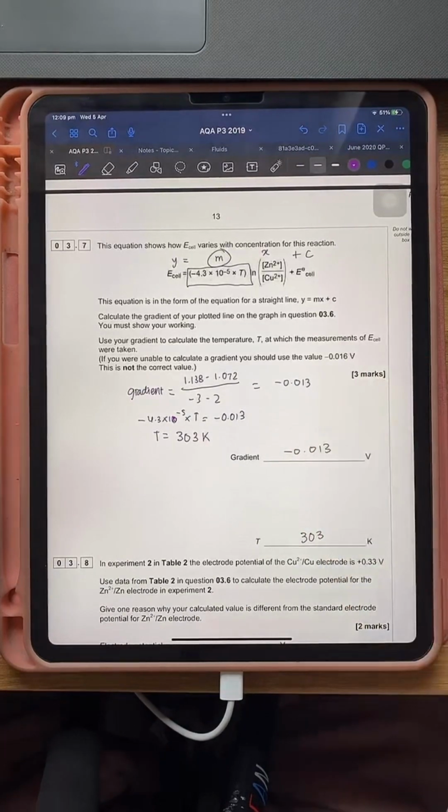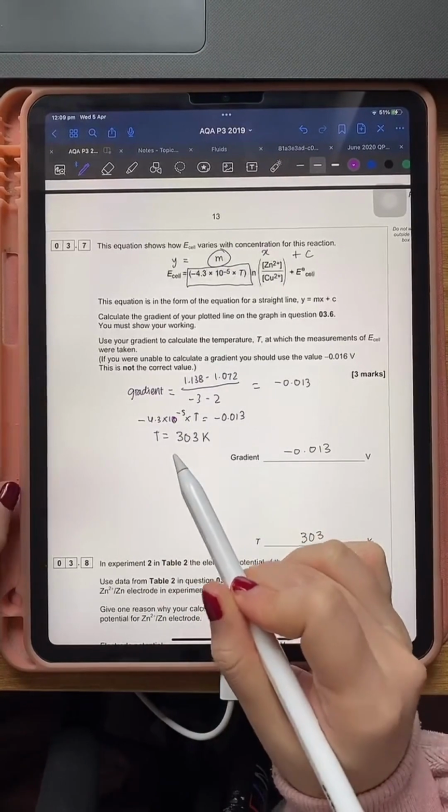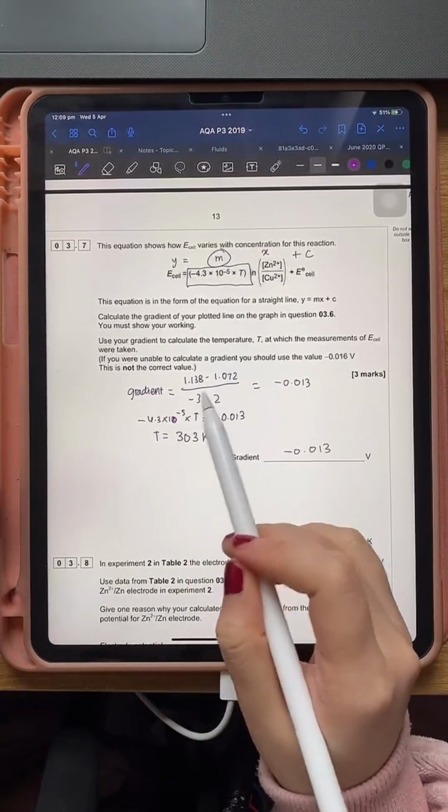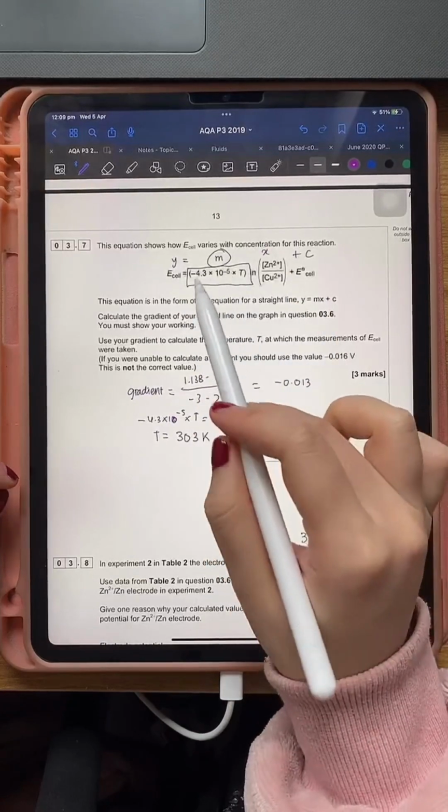You know your gradient, but you have the equation. That's y equals mx plus c. So you know what the equation is to find the T, and then you found your T.